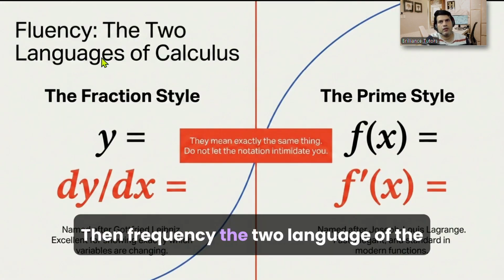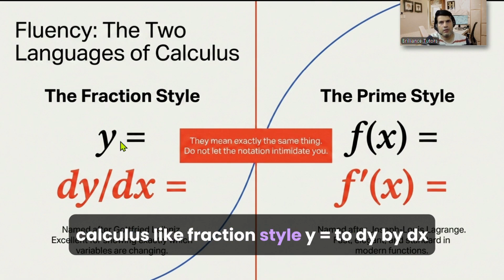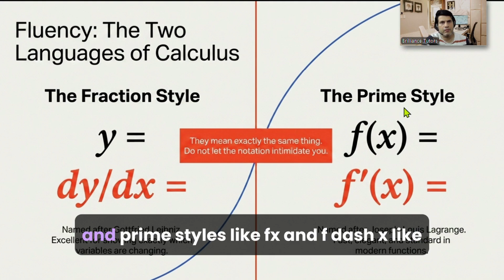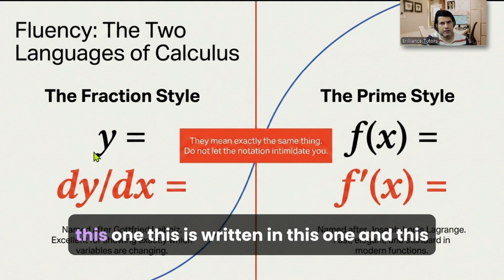Then, the two languages of calculus: the fraction style, y equals, dy by dx, and the prime style, like f(x) and f dash x, like this one. This is written in this one and this is this one.